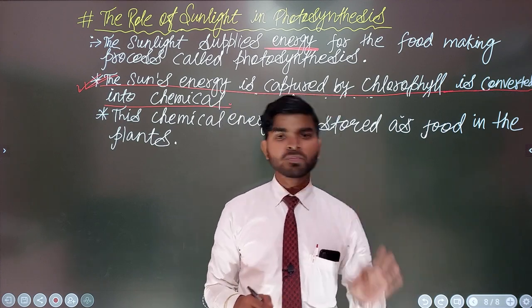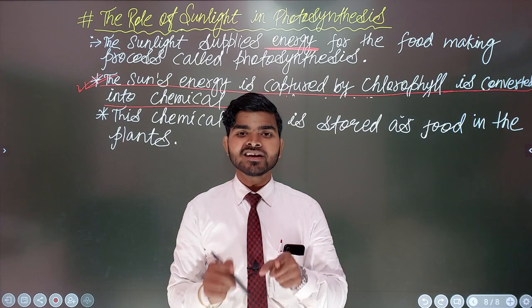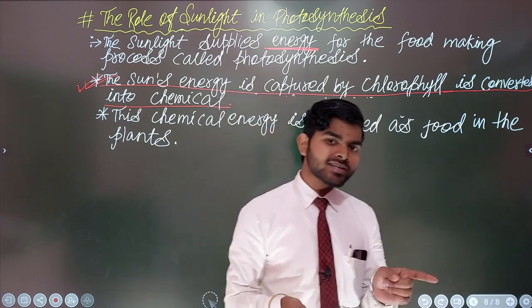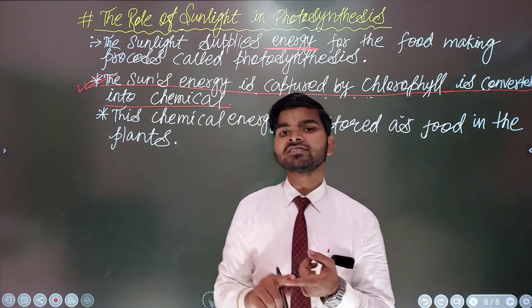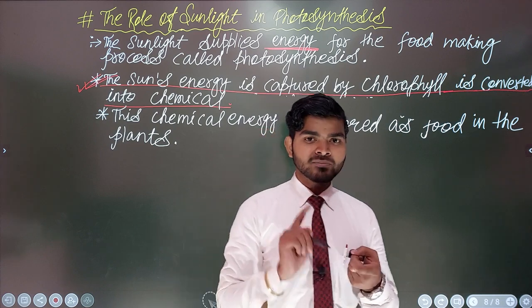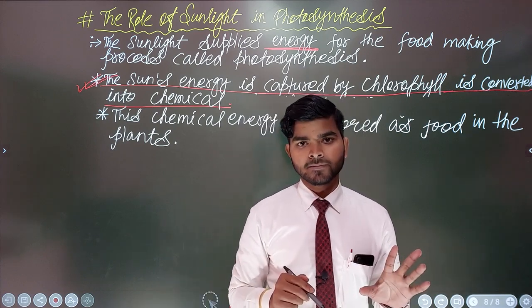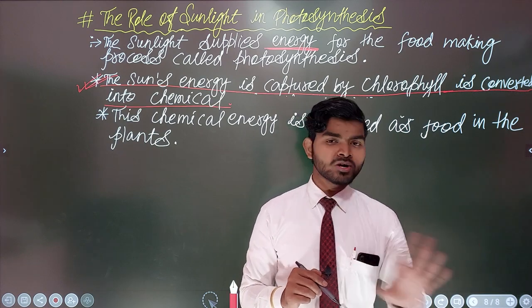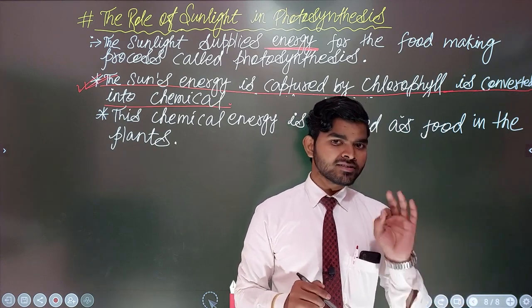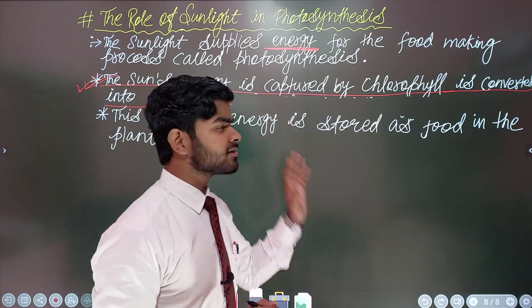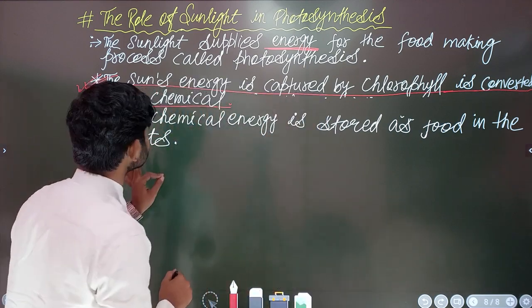So that's why sunlight is necessary for photosynthesis, because without sunlight photosynthesis is not possible. Why? Because chlorophyll converts sunlight into chemical energy in the form of food material, so that the glucose making process is possible. Without the sun's energy, it is not possible to make food, that is glucose. Concept clear? That is why sunlight is necessary for photosynthesis.